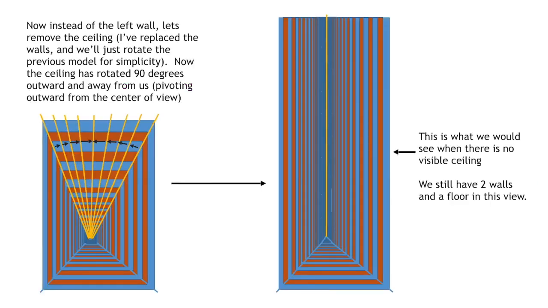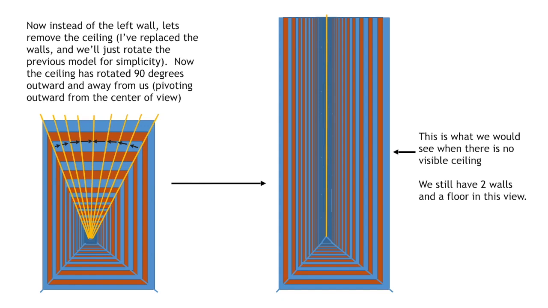So let's do this now. Instead of a left wall, let's remove the ceiling. So I've just rotated the view. I've replaced the walls, put the walls back in, and we'll just rotate the previous model to now we're rotating the ceiling outward and away from us. Now the ceiling is rotating 90 degrees outward, and it has pivoted away to become essentially a horizontal, or in this case, a vertical line. So this is what we would see. There is no visible ceiling, but we still have two walls and a floor in this view.